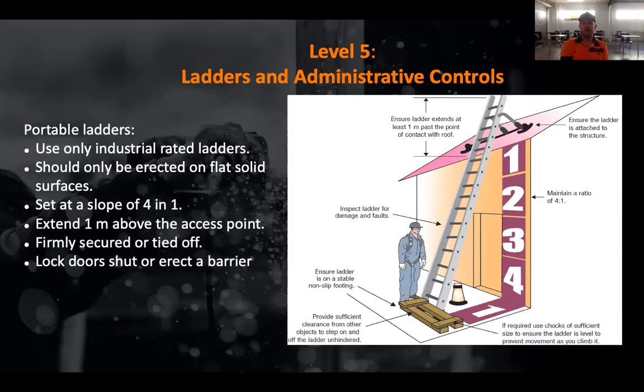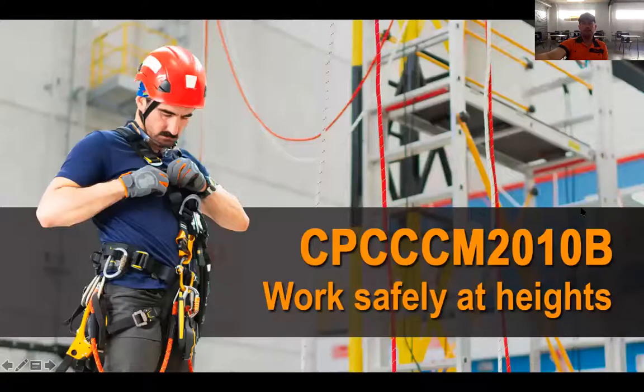Make sure that you put safety barriers around the base of your ladder if you're on a walkway or an access way to prevent any machinery or people moving the bottom of the ladder while you're climbing. So that's a really quick introduction there on the hierarchy of falls prevention.